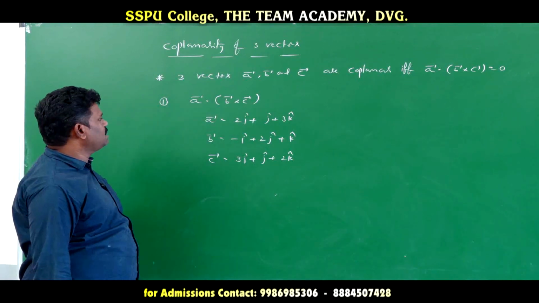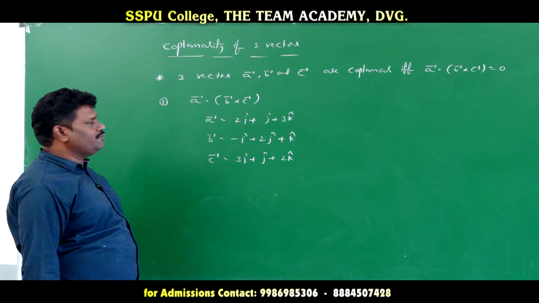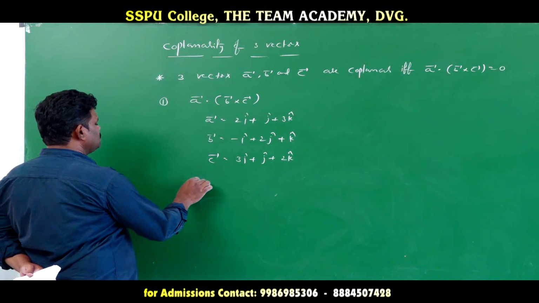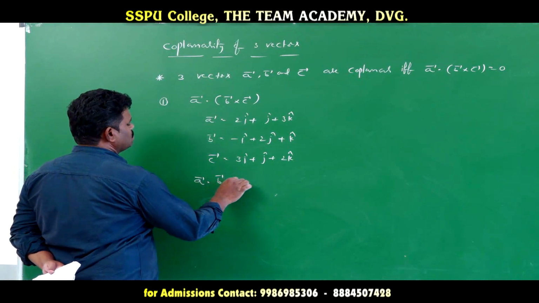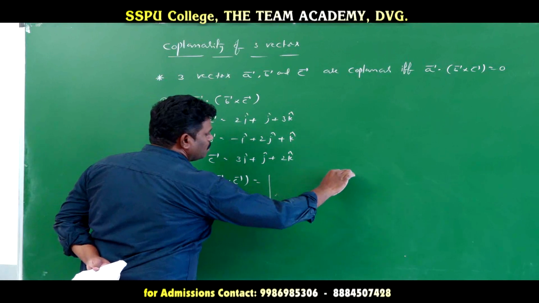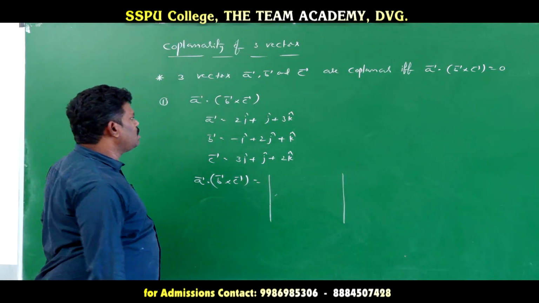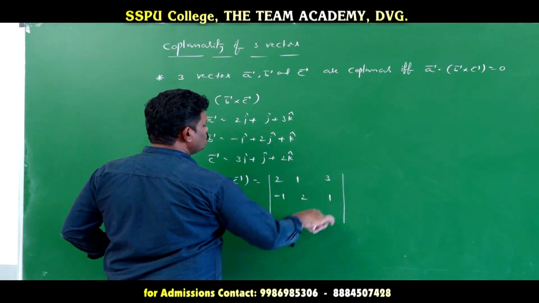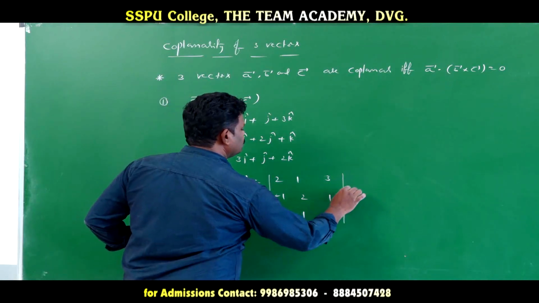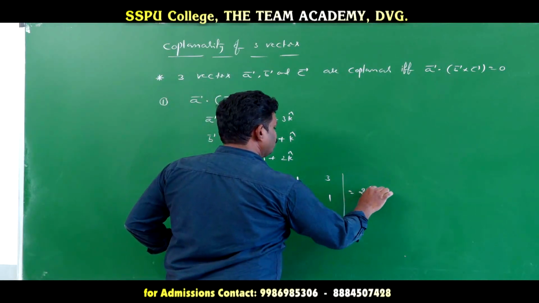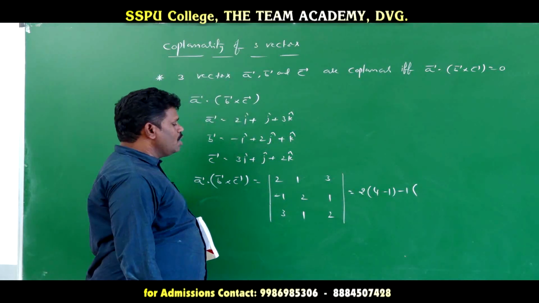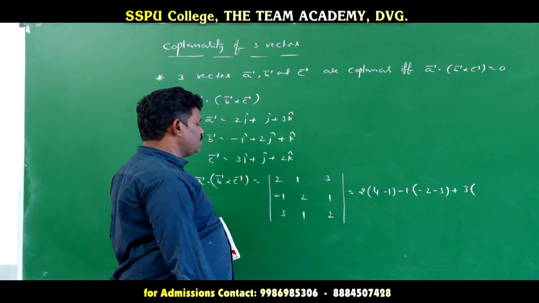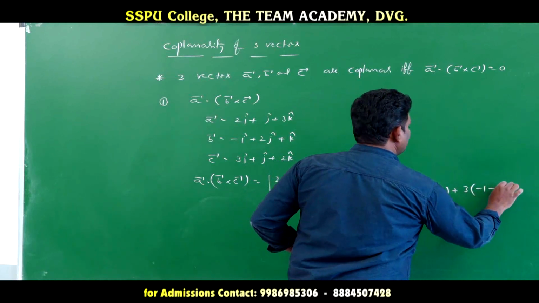Now what do we find here? The box of A bar, B bar, C bar value. I already told you that for three vectors, A bar dot B bar cross C bar is the scalar triple product, written row-wise using the scalar components of each vector: 2 1 3, minus 1 2 1, 3 1 2. That is equal to 2 into (4 minus 1), minus 1 into (minus 2 minus 3), plus 3 into (minus 1 minus 6).